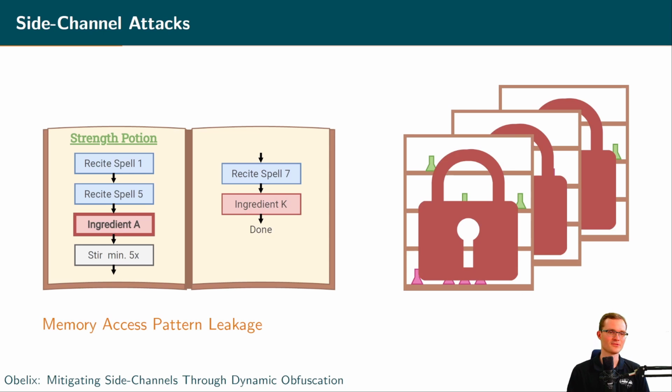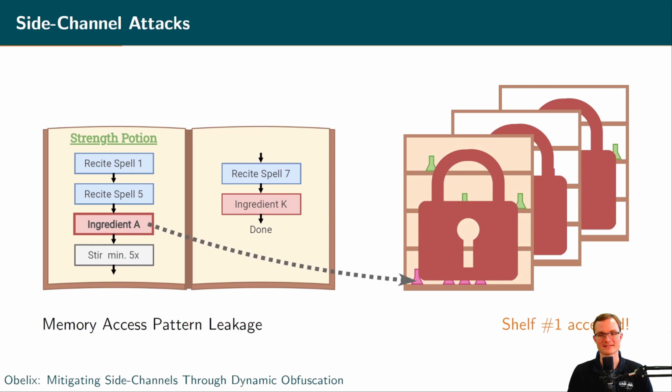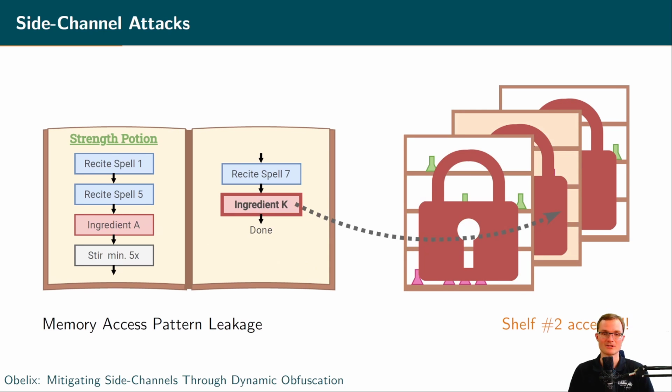So we have the first access to ingredient A. And well, we can't see where it is because memory is encrypted. However, we can see where the access goes. And we see that we access the memory page shelf 1, where there are like 2 different ingredients. So we can infer we access either this one or this one. And so the attacker learns something about the accessed ingredient, even though they cannot read the memory itself. The same is for the other one, where we access a different memory location. The attacker still sees which location is accessed, so they can build a memory access pattern.